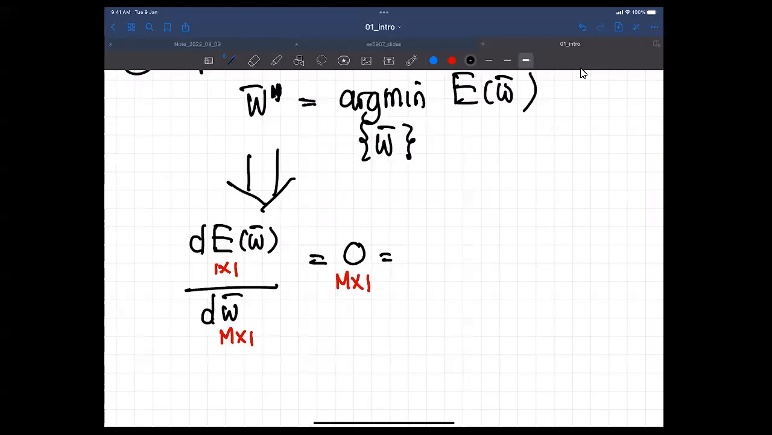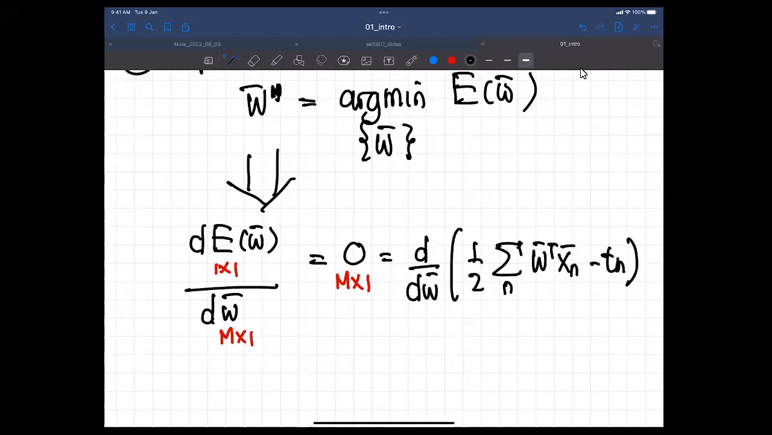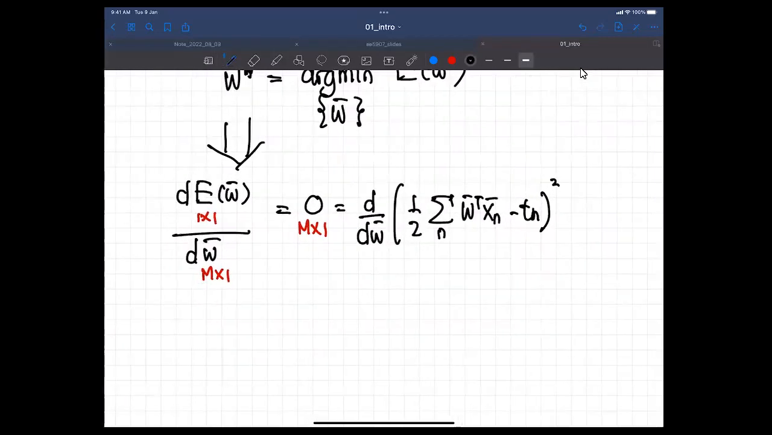So basically this one is d over dW bar of one half, sum over n, of W transpose xn bar minus Tn, squared. So you have to do the derivative based on this. How to take the derivative of this is actually quite simple. You don't really care about W bar being a vector, because the operation for the vector is the same as the operation for the single variable.